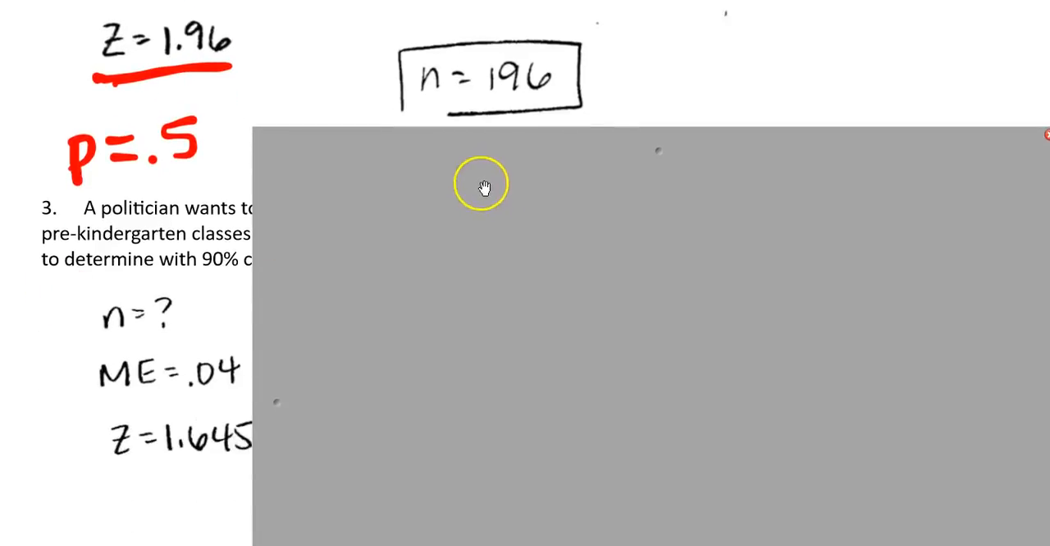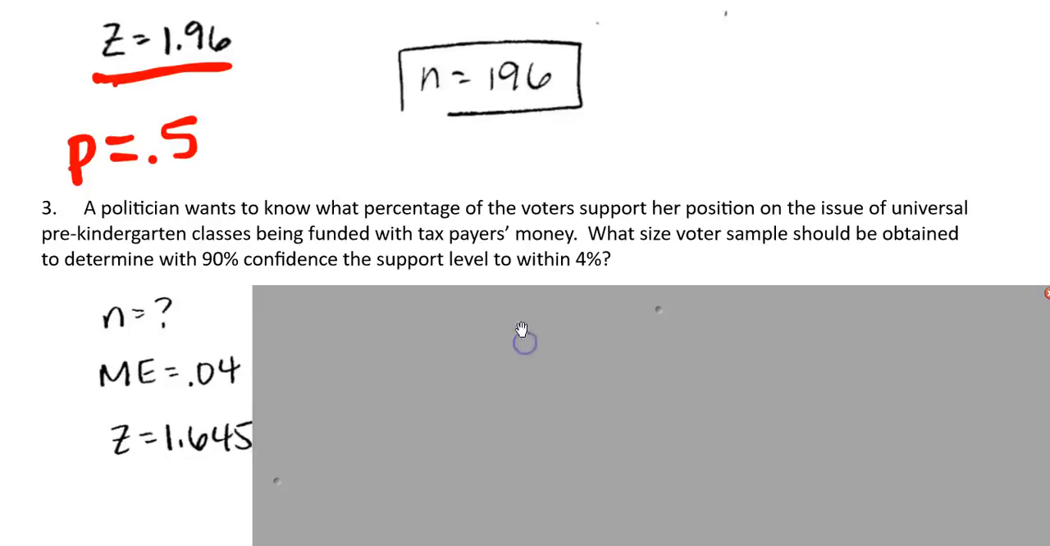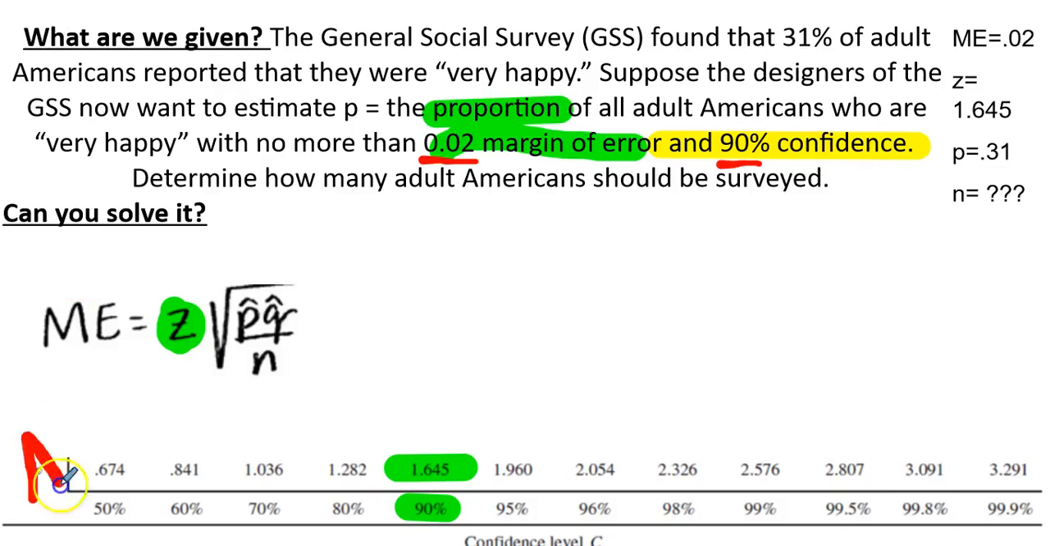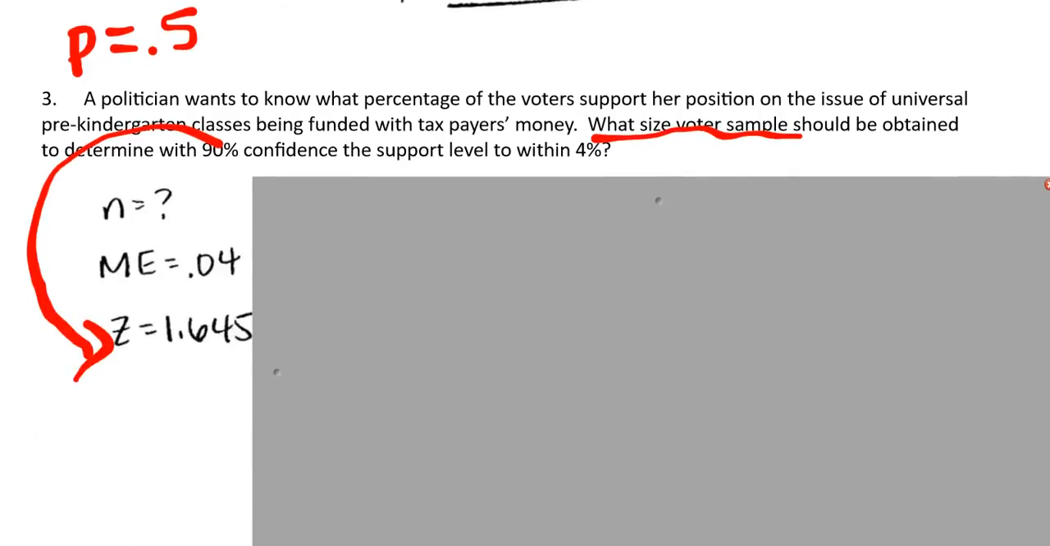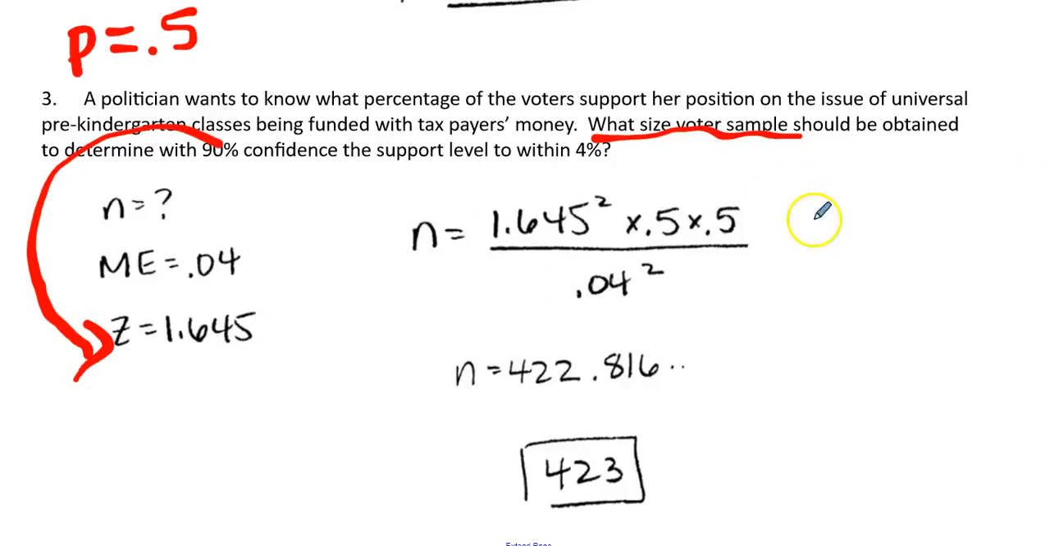The last one: a politician wants to know the percentage of voters who support her position of pre-K being funded with taxpayers' money. What sample voter size? Again, that's asking me for N. My 90% tells me my Z. My margin of error is 4%. The way I'm getting Z is from that table from yesterday, this one right here. Plugging into the N formula that I gave you, the rearranged formula that you need to memorize if you're going to use it, I get 422 point something, so it means I need 423 people.